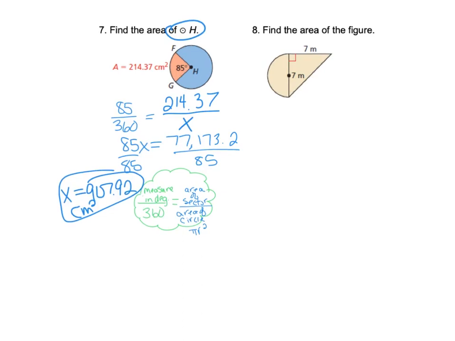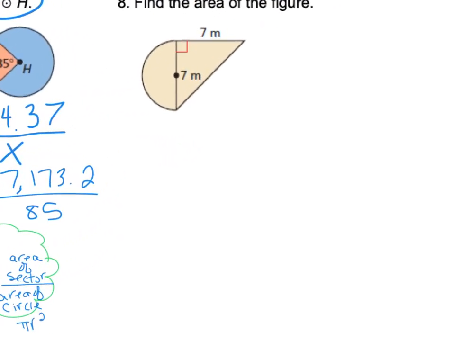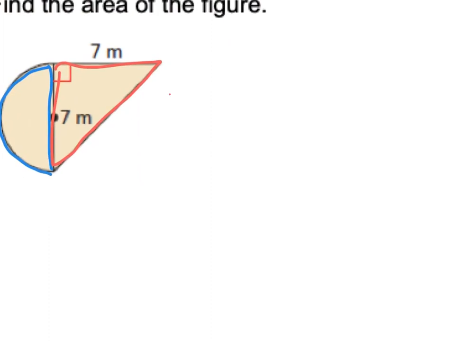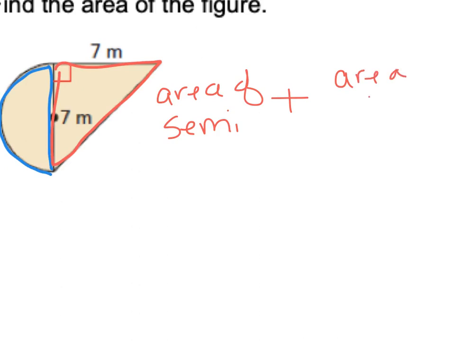Okay, now we have an interesting looking shape. Over here we need to find the area of it. And what we have over here is a semicircle and a triangle. And if we want to find the area of the whole thing, we need to add those two pieces together. So essentially what we're going to find is the area of the semicircle, and we are going to add it to the area of the triangle. When we get those, we just add them together and we have the whole thing.